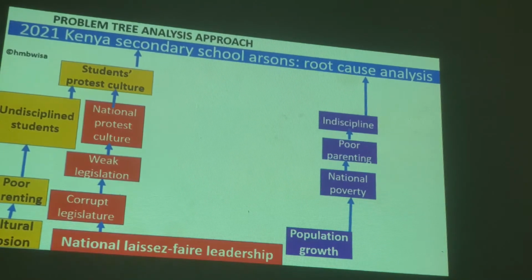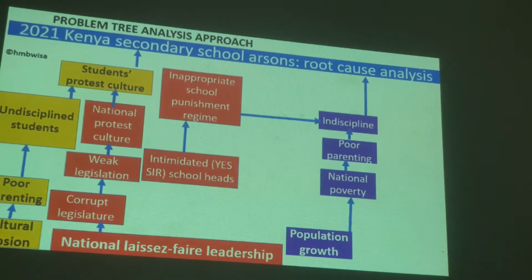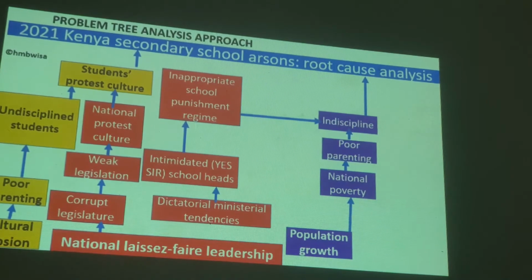out there as arsons. But indiscipline can also result from an inappropriate school punishment regime. And the inappropriate school punishment regime can come from intimidated, yes-sir school heads. And why are school heads intimidated or yes-sir? Because of the dictatorial ministerial tendencies. And dictatorial ministerial tendencies again result from the laissez-faire leadership.